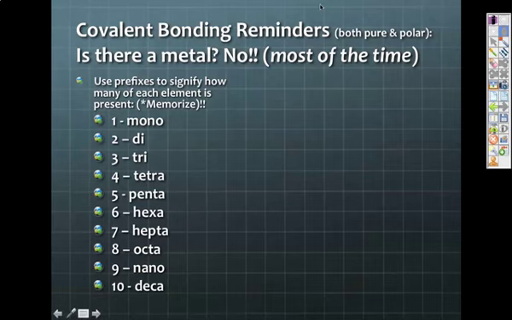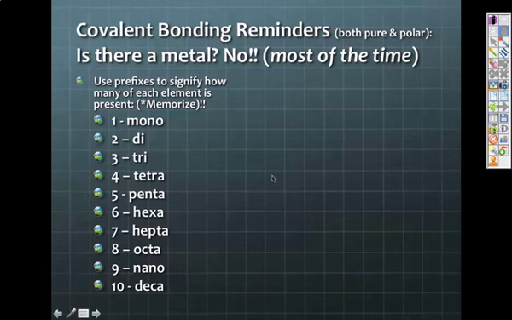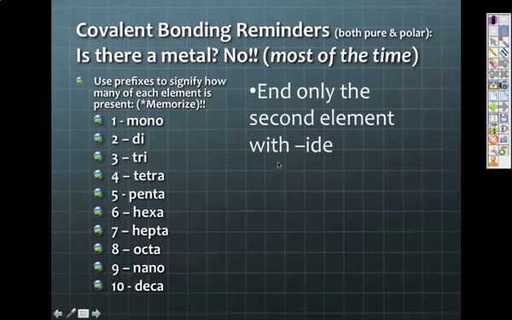The prefixes that people get wrong the majority of the time are tetra through hexa. So those are good ones. If you don't have these memorized yet, make sure to focus especially on those so you don't get them flipped around. Okay, we're going to end with the -ide at the end like we do with ionics.